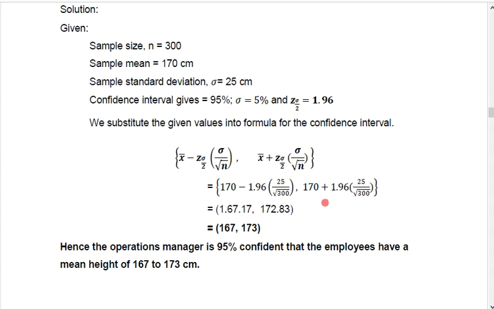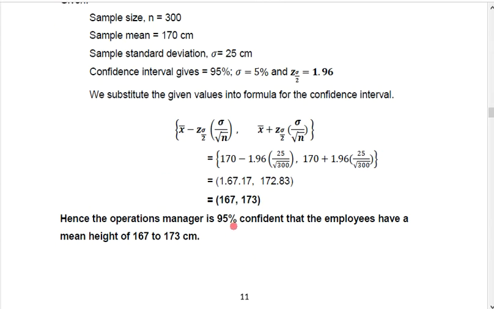Okay? Yung answer natin dito is 167.17, and then dito naman ay 172.83. Okay? So, yung interval is from 167 to 173. Okay? Hence, the operations manager is 95% confident that employees have a mean height of 167 to 173 centimeter. Okay?